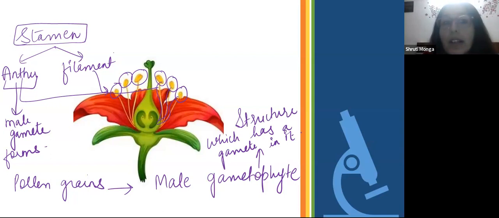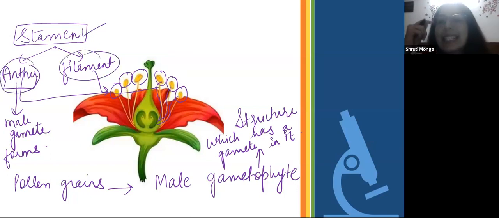So I hope you are clear with the male reproductive organ. The male reproductive organ of a flower is known as the stamen, which consists of two parts, anther and filament. The filament is a slender thread-like structure which holds the anther on top. The anther contains pollen grains. Pollen grains are known as the male gametophyte, that means they are the structures which have the male gamete inside them. So this is about the male reproductive part.